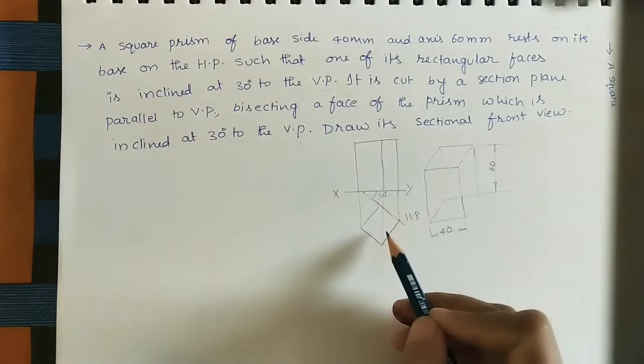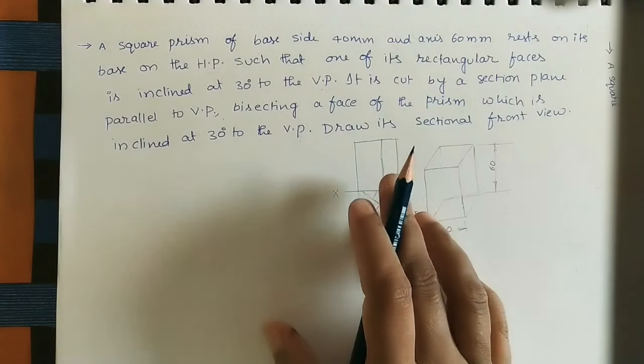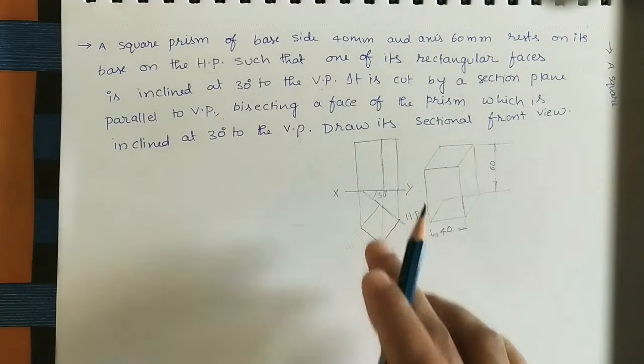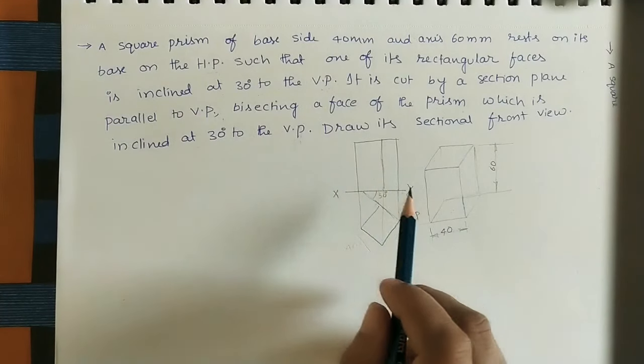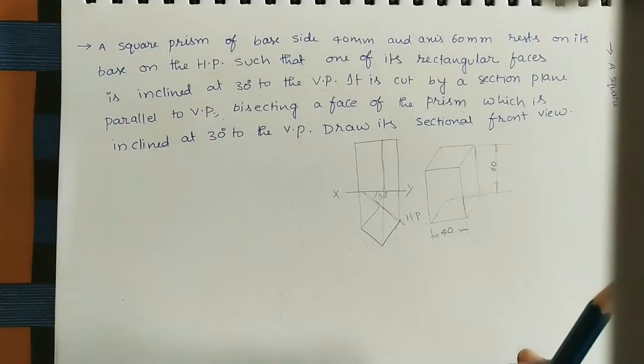Okay, this is the front view, this is the top view. First we will do this diagram. These are called projections of the solid. Projections means front view and top view. First we will do this. After that we will mark the position of the cutting plane.